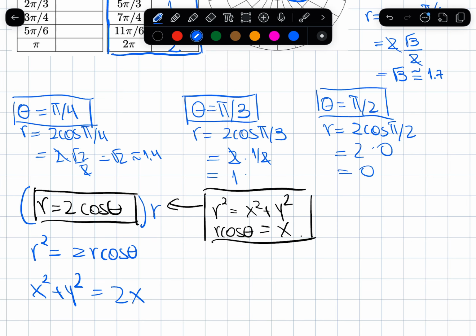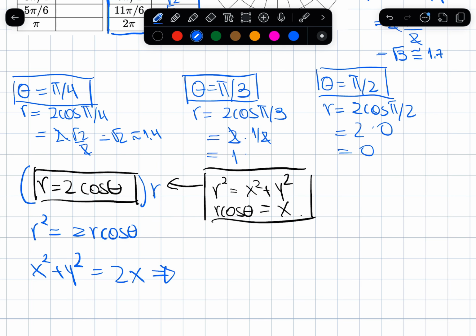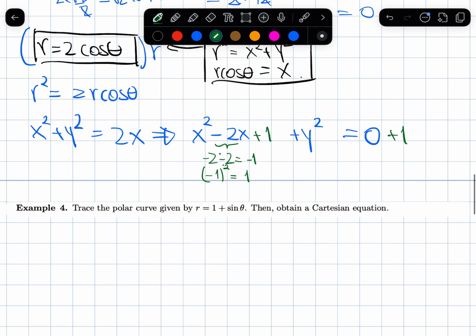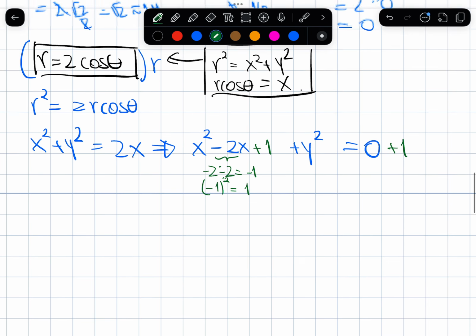Take a second to look at this. Then x squared minus 2x plus y squared equals 0. I can complete the square. If you remember how that's done, you divide this by 2 to get a negative 1, and then you square that to get a positive 1. You have to add that number to both sides to keep the equation balanced. Let me move this equation further down so I can finish my example.